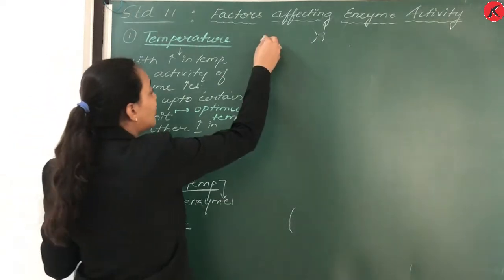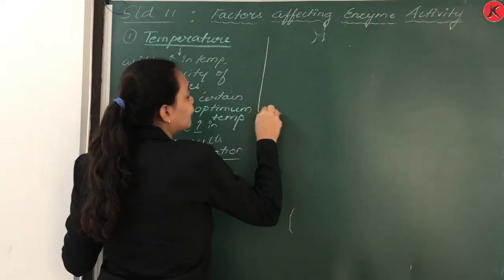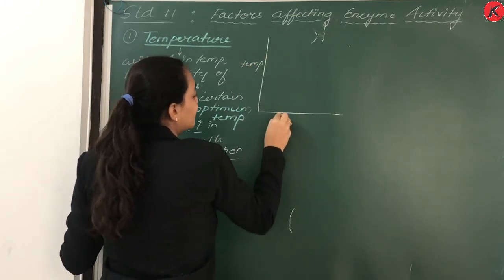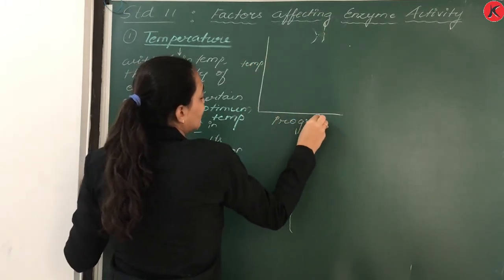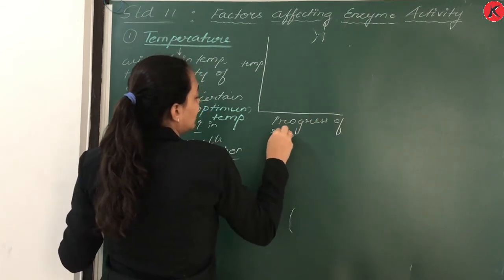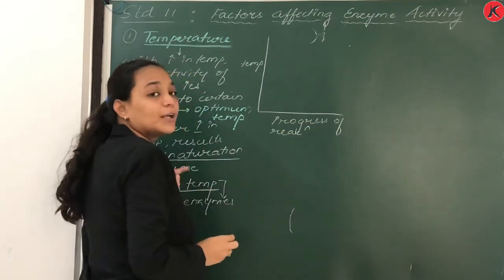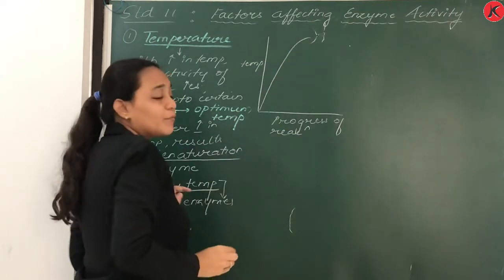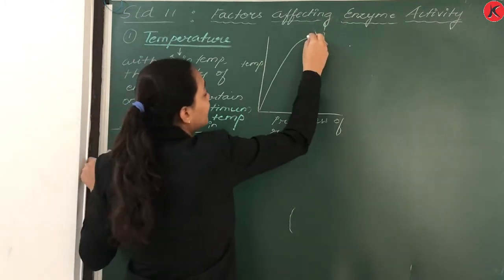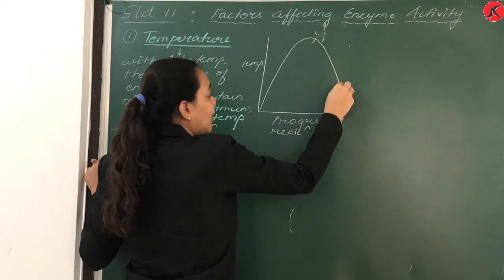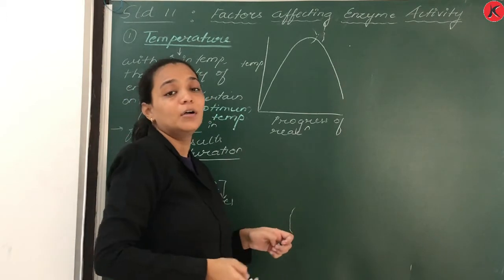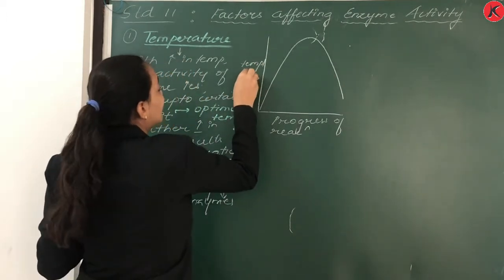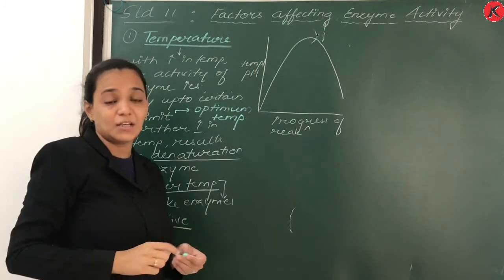So how is the graph going to be? If we draw a graph of the temperature versus the progress of reaction, what are we going to get? That initially the enzyme action is going to increase with the increase in temperature, but after a certain limit what is going to happen? The activity is going to decrease. The same stands for temperature also as well as for the pH.